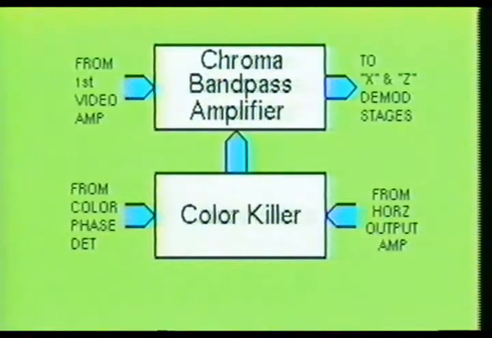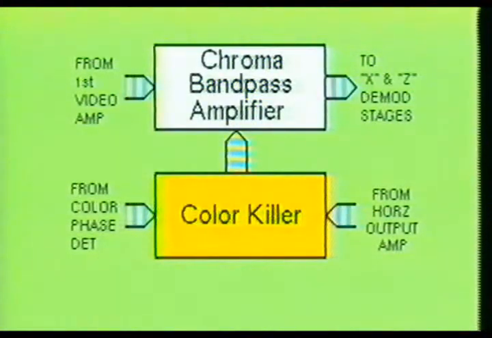The primary function of this stage is to amplify and separate the color or chrominance signal from the composite video signal which was fed into it by the first video amplifier stage. The chrominance signal is then fed into the X and Z demodulator stages. The overall average bandwidth of this bandpass amplifier is 1 MHz.